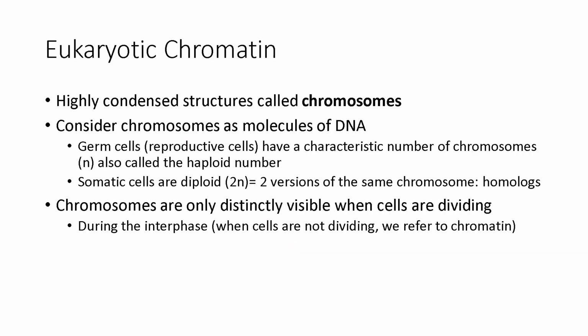In eukaryotes, DNA is packaged into highly condensed structures called chromosomes. Each chromosome consists of a DNA molecule. Reproductive or germ cells have a specific number of chromosomes, referred to as the haploid number, while somatic cells are diploid, containing 2 homologous sets. Chromosomes become distinctly visible only during cell division. When cells are not dividing, we refer to their DNA as chromatin.